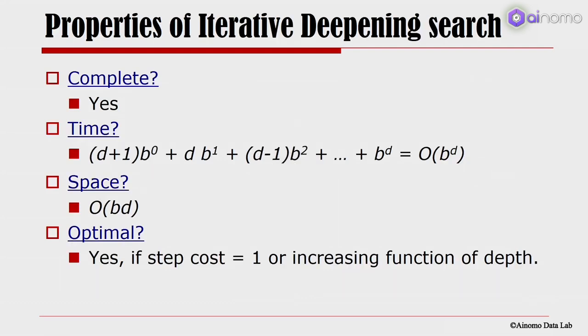So, properties of iterative deepening, very quickly: it is complete. The order of time complexity is O(b^d), space is O(bd), and it is optimal if step cost is 1 or an increasing function of depth.